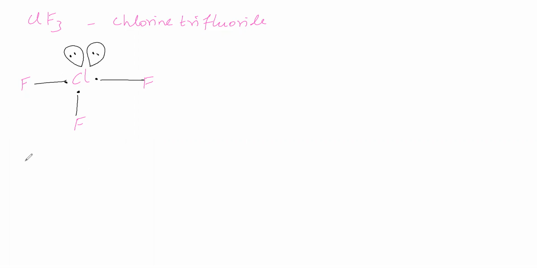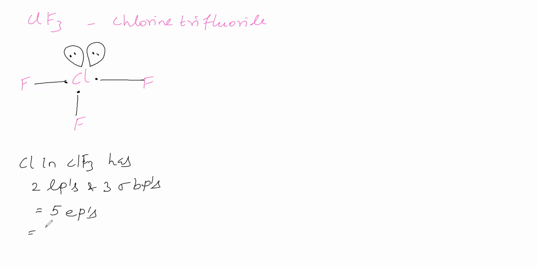In this ClF3, chlorine has 2 lone pairs and 3 sigma bond pairs. So totally 5 electron pairs, which means 10 electrons. 10 electrons means greater than octet, therefore we can say it is an electron rich molecule. This shape is just like a T, therefore we can call this a T shape.